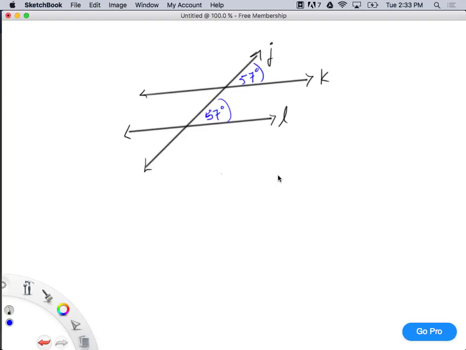So listen, if I ask you why, you just say corresponding angles. And then what's that thing? Oh, converse. Converse of the corresponding angles postulate. You understand? Okay? All right.